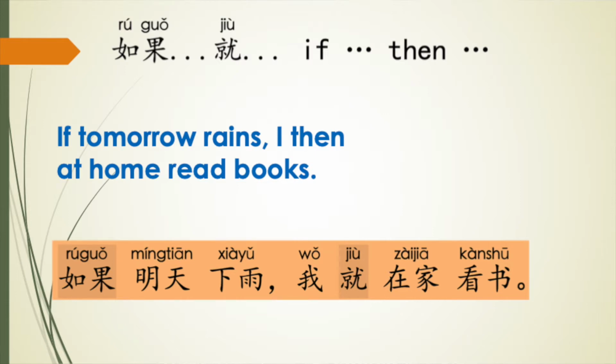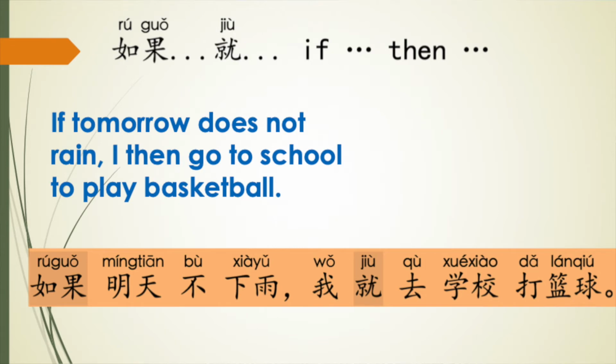如果明天下雨, if tomorrow rains. 明天, tomorrow. 下雨, rains. 我, I, then 就在家, at home, 看书, read books. 看, read; 书, books. Then what happens if it does not rain? If tomorrow does not rain, I then go to school to play basketball. 如果明天不下雨, 不下雨, not rain. 我就去, I then go, 学校, school, 打篮球, play basketball. 打, play; 篮球, basketball.